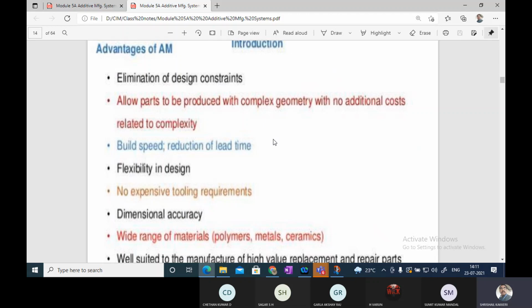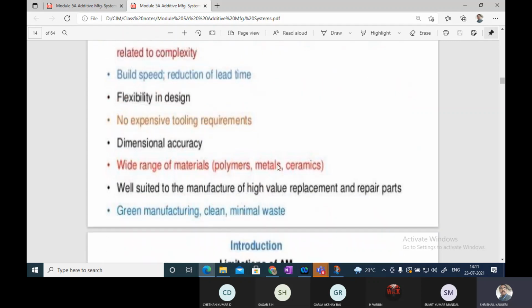This 3D printing machine is not so expensive a tool. As I told you, you can get one for a few thousands. Even in the market it is available for 10,000 also. And the dimensional accuracy will be very good. And for a wide range of materials, metallic, non-metallic, ceramics, polymers, even for the mud parts, we can go for it. It is not possible in the CNC machines, only metals and non-metals. And it is very suitable for high value replacement and repair parts.